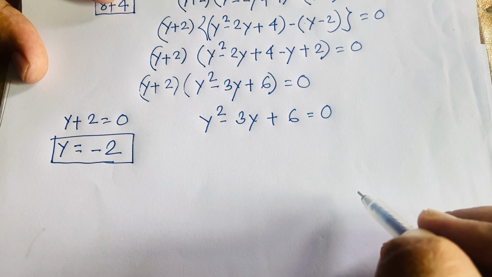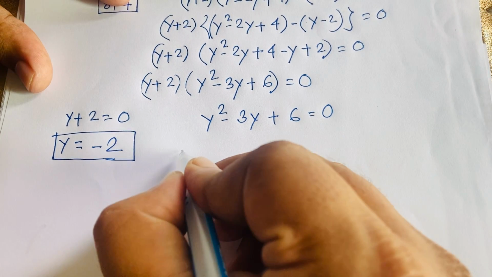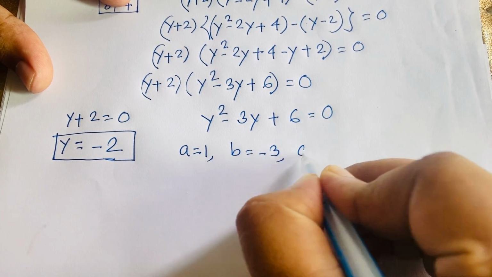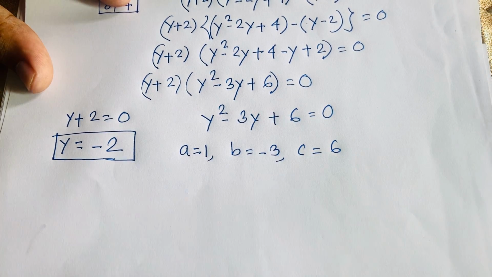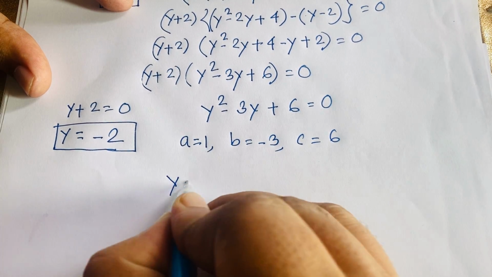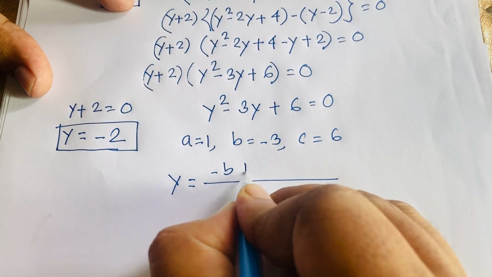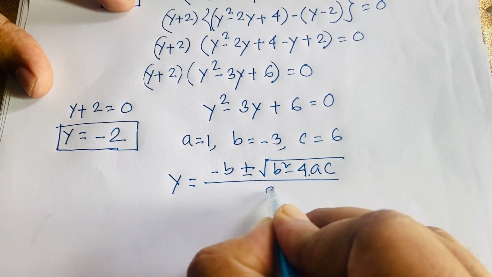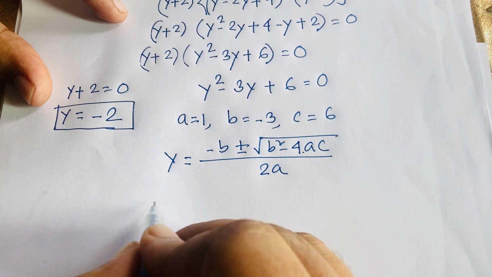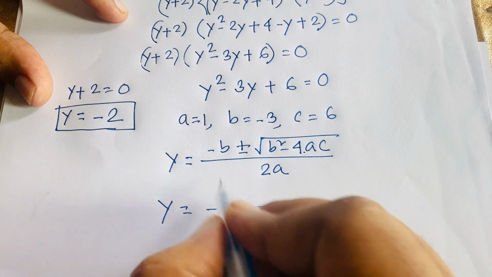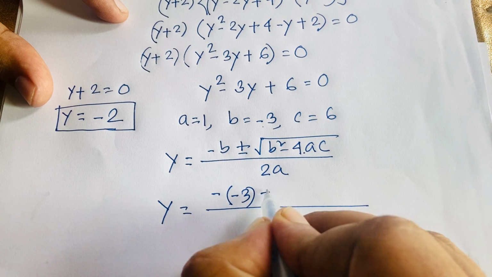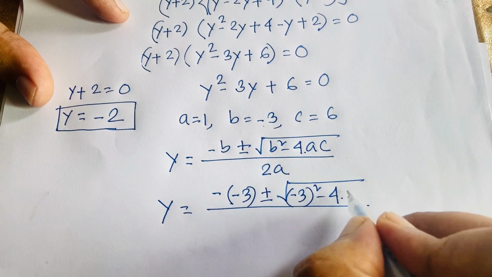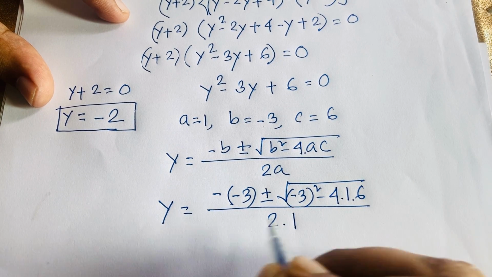How to solve this question? It is a quadratic equation. So in this case, I can say easily a is equal to 1, b is equal to minus 3, and c is equal to 6. So we know that y is equal to minus b plus minus square root of b squared minus 4ac over 2a. According to this rule, y is equal to minus b, b is minus 3, plus minus square root of b squared, so minus 3 whole squared minus 4ac, a is 1, c is 6, over 2a, a is 1.